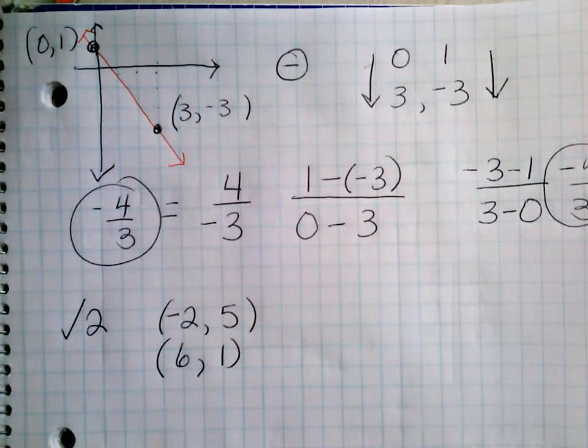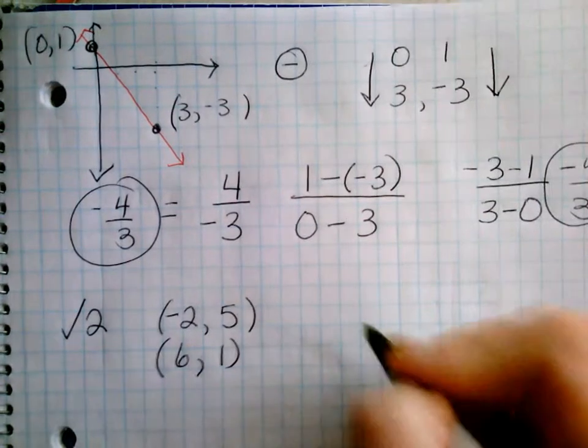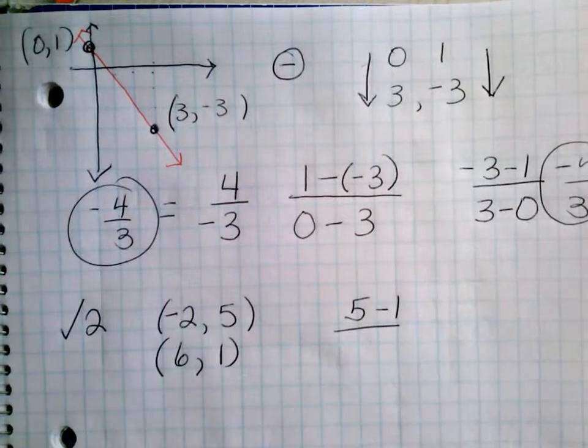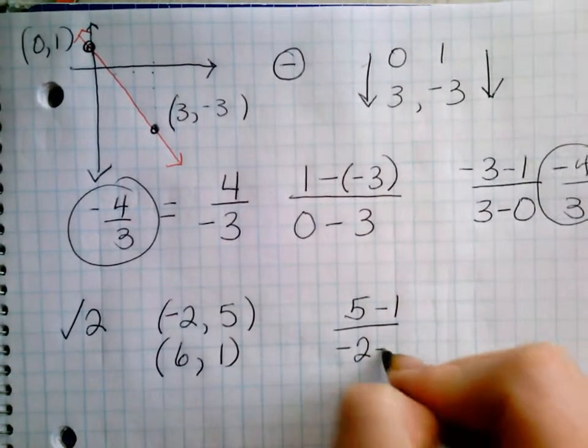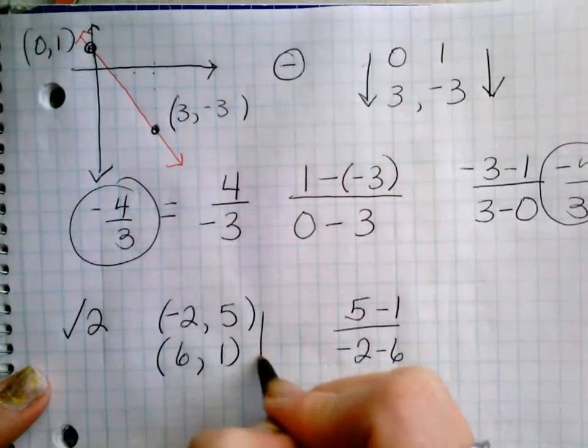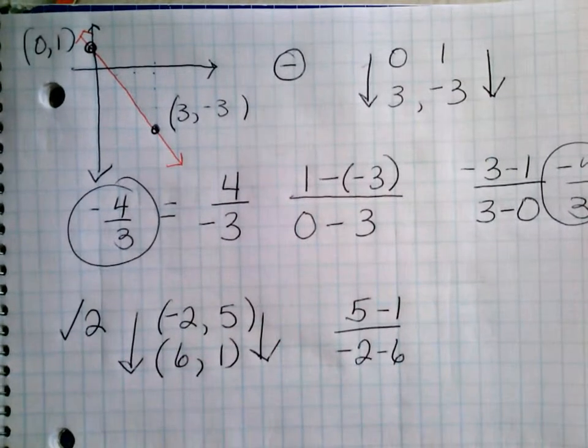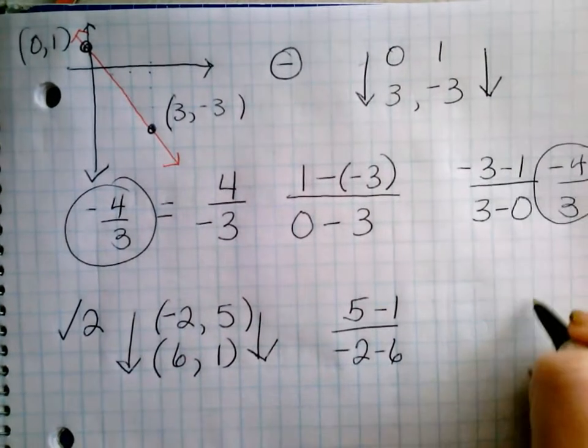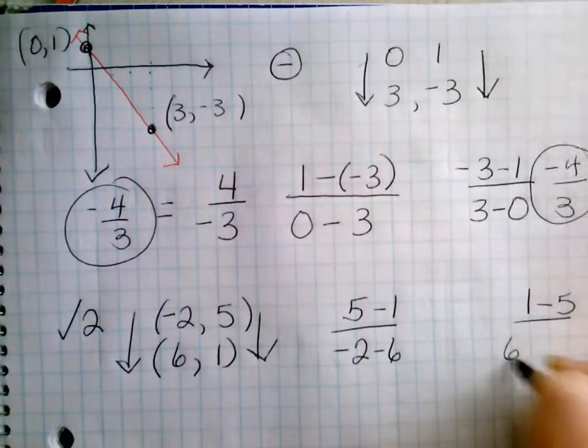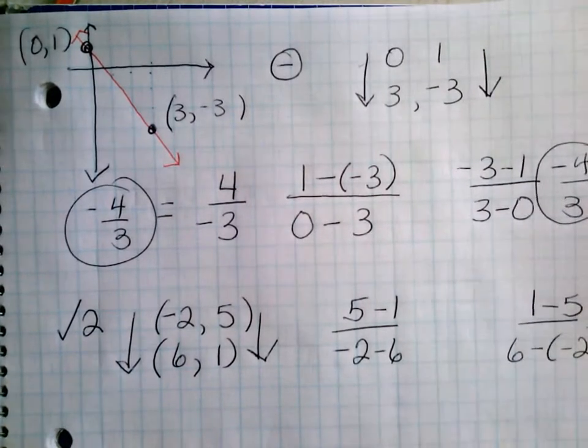How do I solve and get the slope? Tiana, what would I do? 5 minus 1 over negative 2 minus 7, 6. Notice how she went top down, top down. Perfect. If you wanted to go the other way, you could: 1 minus 5 over 6 minus negative 2.